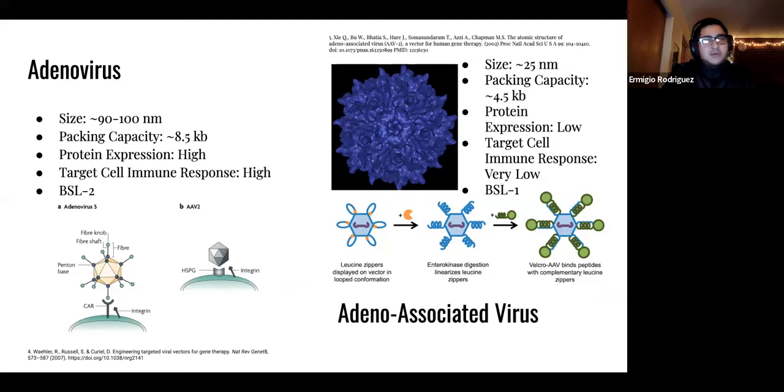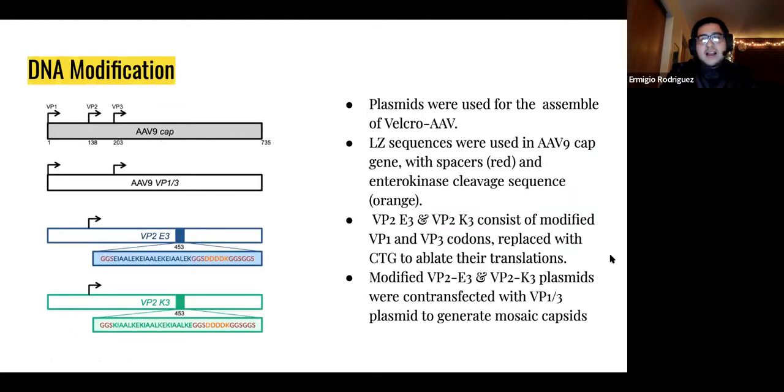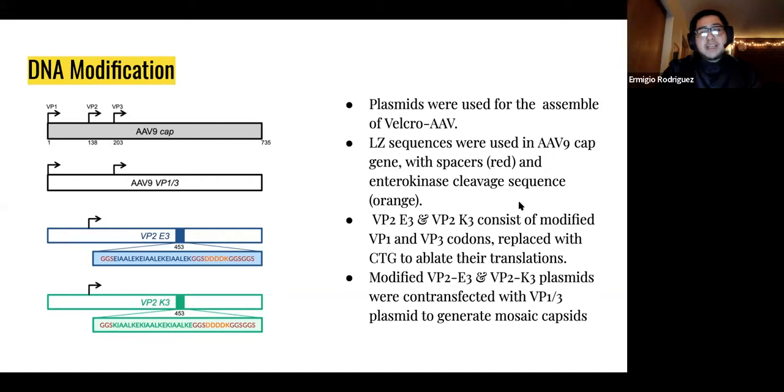But how did it begin? What were the first steps taken? The first step taken when starting the research was to assemble the newly modified capsid, Velcro AAV. The modification process began with the AAV9 gene cap. With that cap, we were able to attach proteins and peptides to the surface using LZ coiled-coil heterodimerization. So using the AAV9 capsid gene, we took out 3 samples: VP1 at subunit 1, VP2 at subunit 138, and VP3 at subunit 203.